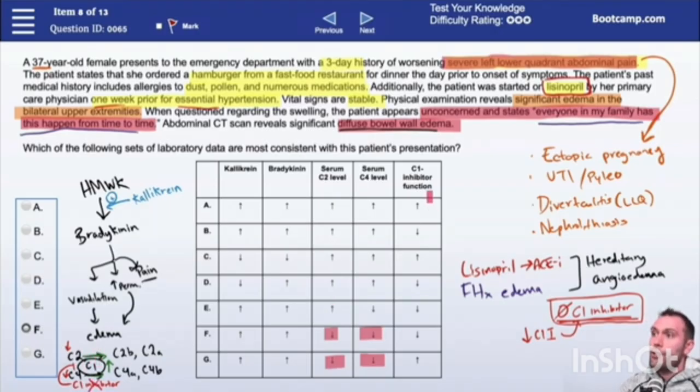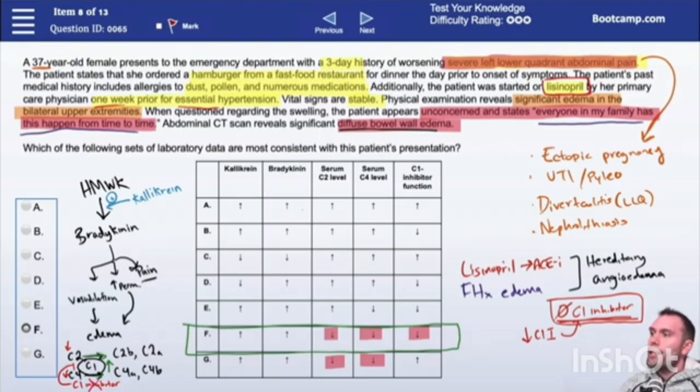The other thing here is you can actually solve this problem just by knowing this and knowing that, hey, the C1 inhibitor function is going to be impaired, right? We pretty much know that F is the right answer, right? Just based off of that information, we can solve this problem. But let's just explain why the kallikrein and the bradykinin are also elevated really quickly, okay? Because you may be in a situation in the board question where it's not quite this simple, right? You might have to literally go through every single arrow.